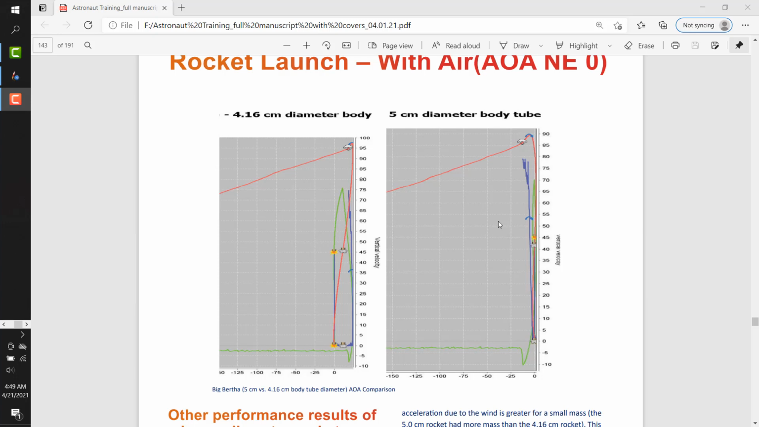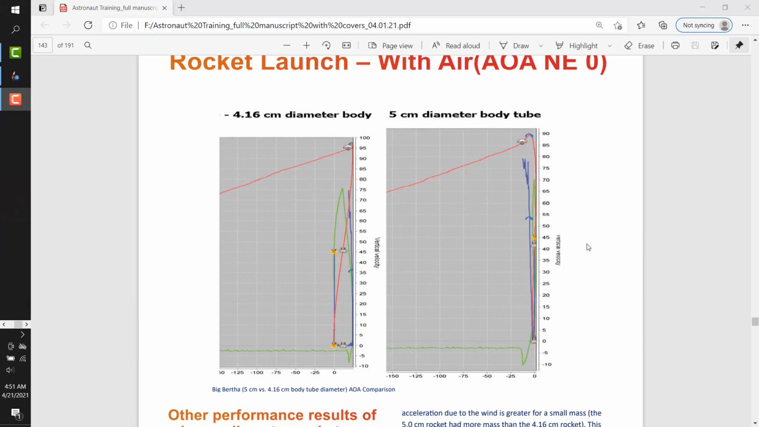Such a rocket will have less of an angle of attack and therefore less of a horizontal thrust component. And here is proof. For that 10 meter per second wind force, the wider diameter body rocket did not displace as much horizontally on its journey to the maximum height. Here it's maybe just a few meters. Whereas for the regular Big Bertha rocket, it displaced something like 25 meters on the way up.